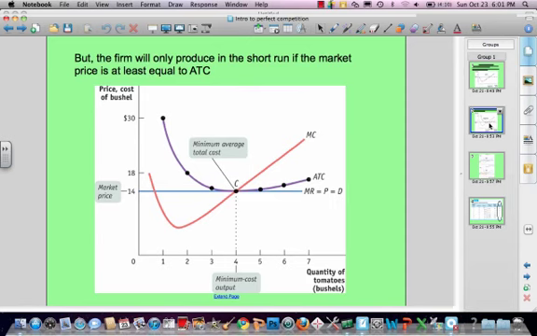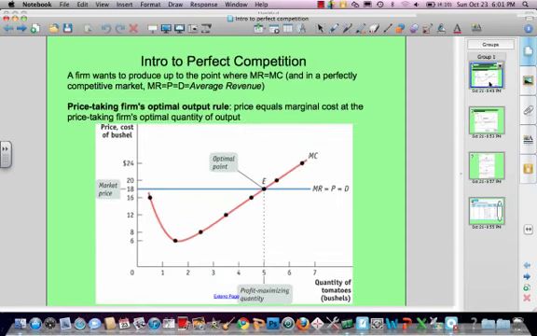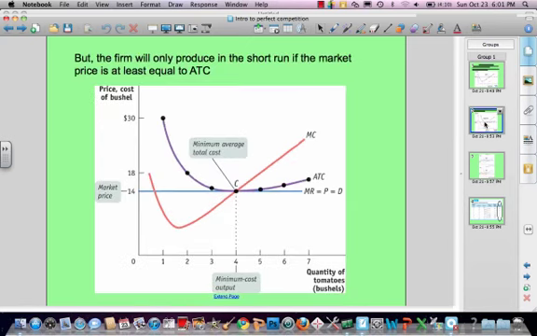Okay, next graph is going to look familiar to you as well. Keep in mind that the firm, while it wants to produce at this point where marginal revenue equals marginal cost, it's only going to produce in the short run if the market price is at least equal to average total cost. And this is that intersection of the three curves that we've seen before. This is the point of minimum cost output for the firm. Again, average total cost being the combination of average fixed and average variable cost.